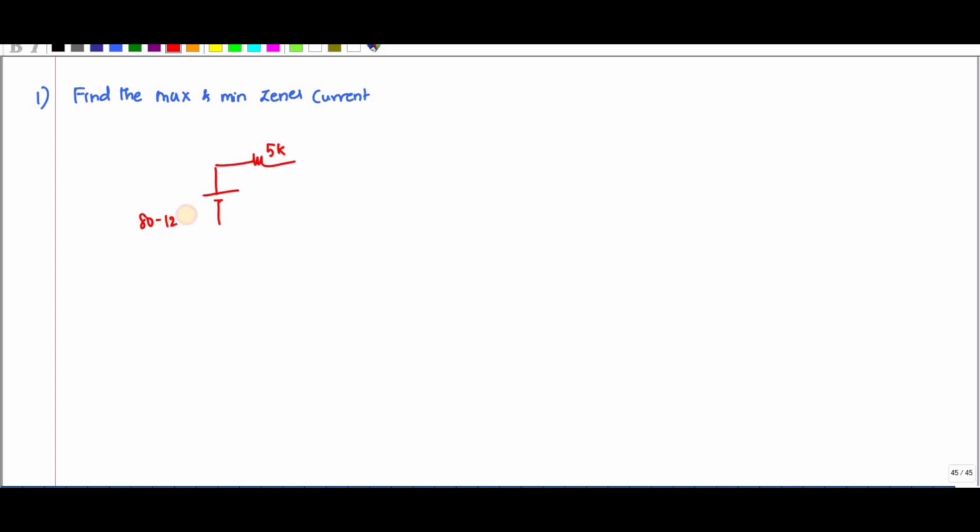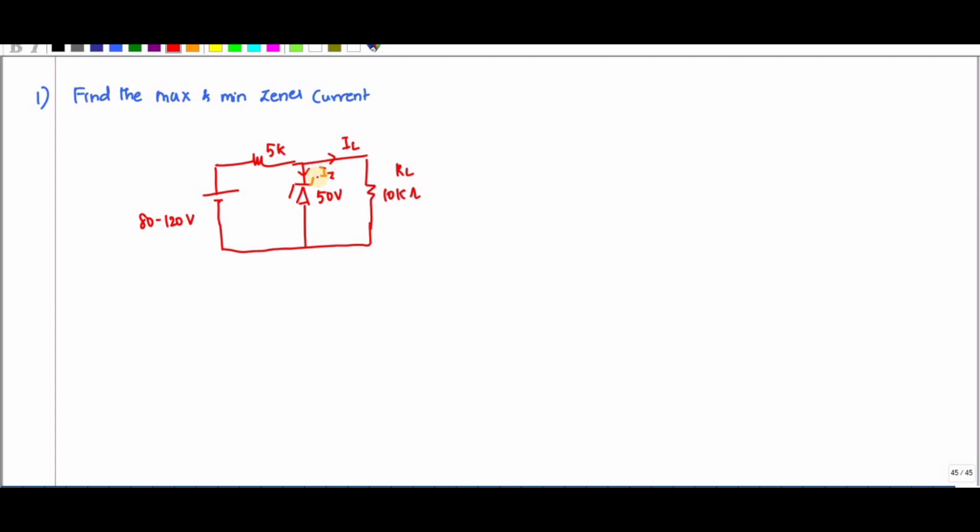Here the input voltage varies from 80 to 120 volt, the Zener voltage is 50 volt, and the output resistance is 10 kilo ohm. So this is your RL. They ask you to find the minimum and the maximum Zener current. This is your IL, the load current, and this is your Zener current, IZ.